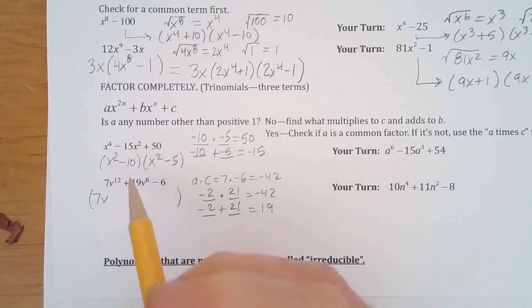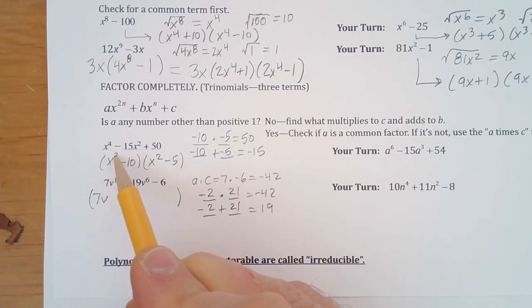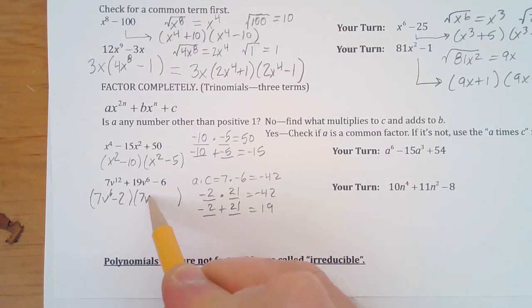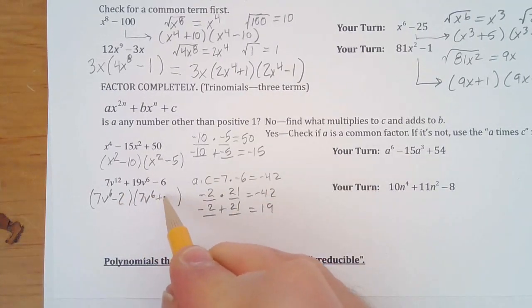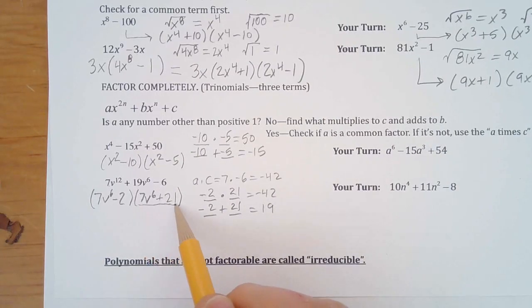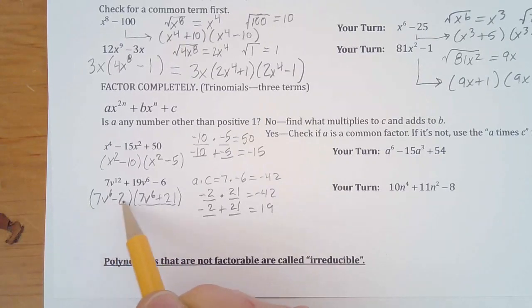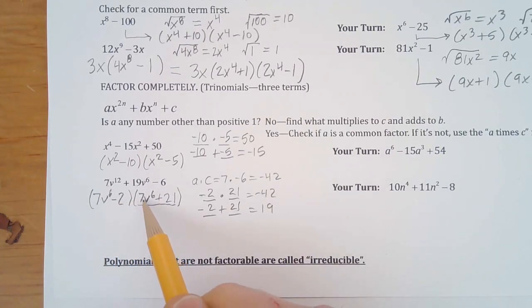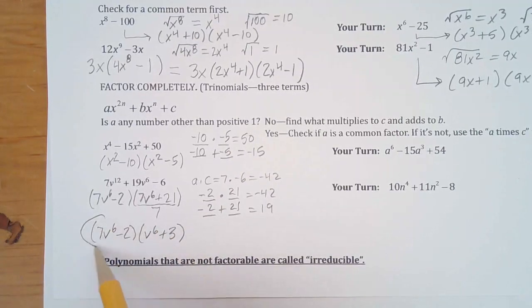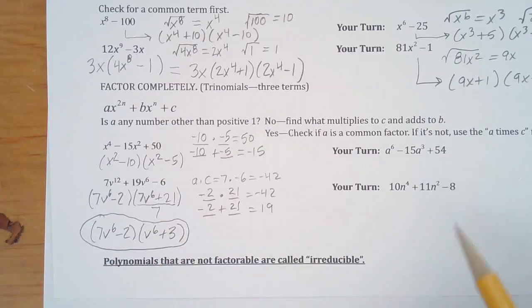Now here's how this looks a little bit different. You would write, again, half this exponent, just like this was half of that. So you'd go 7v to the 6th minus 2, and then 7v to the 6th plus 21. And then we're going to, again, divide out what we can. This one, you can't divide anything out because only 1 goes into both those numbers. Here, 7 can go into both those. So we're going to get 7v to the 6th minus 2 times, this will just come out to v to the 6th plus 3. So there's our factored form for that. All right, you guys go ahead and do your turns.